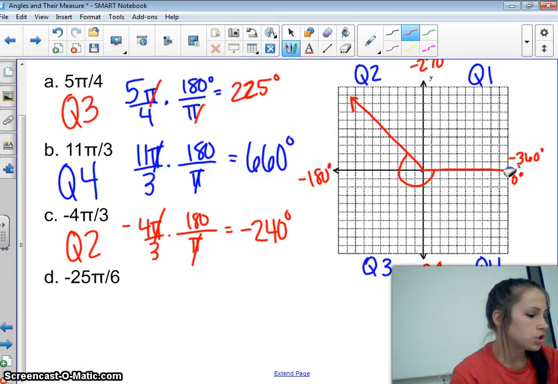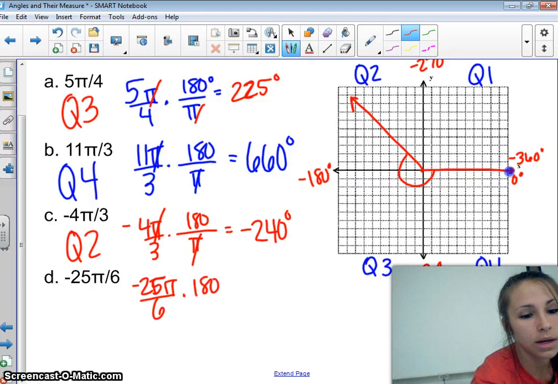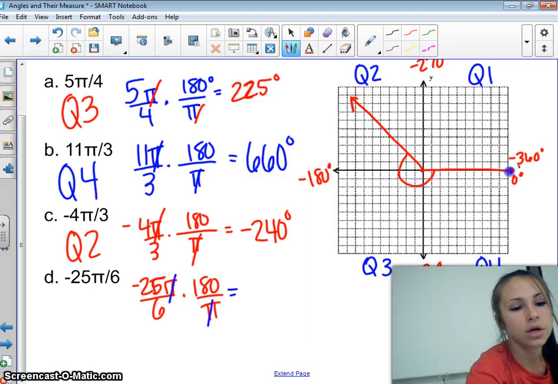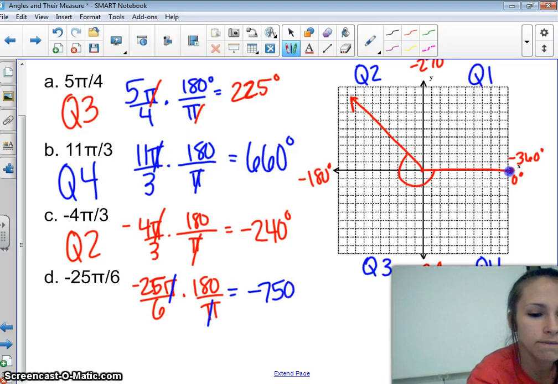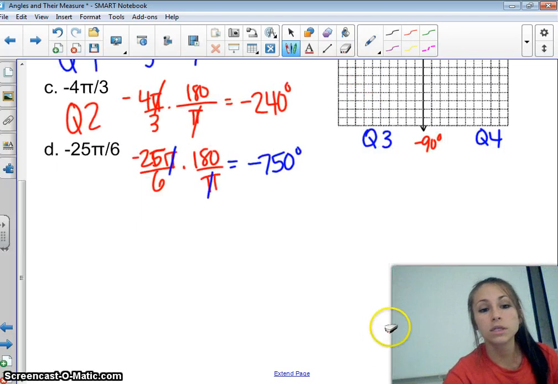Last one. Let's do negative 25 pi over 6. I'm going to multiply that by 180 over pi. And so then my pi's cancel, and if you do that math, you should get negative 750. So negative 750 degrees, that's definitely bigger than 360.